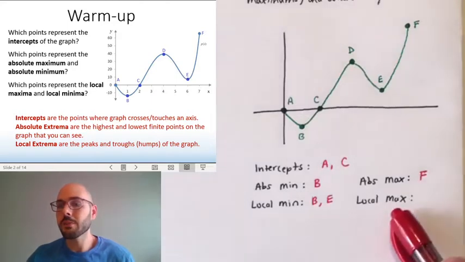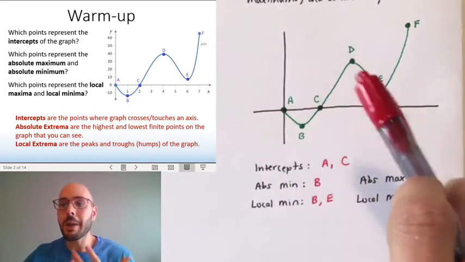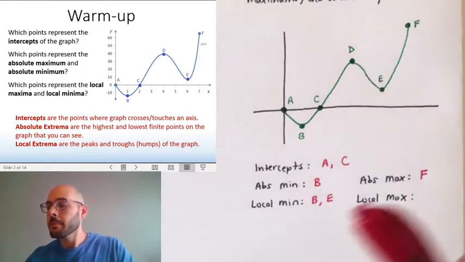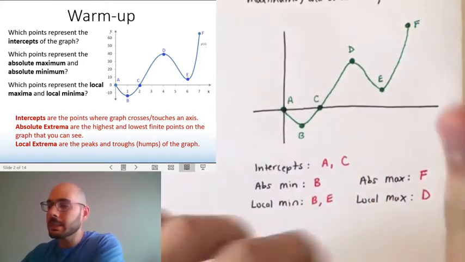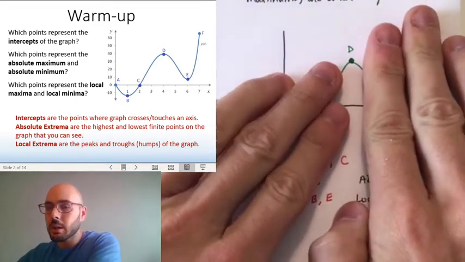We can do the same thing for maximum. A local max is going to be a peak, like a mountain peak. So it looks like D is a local maximum. It's a hump on the graph, the highest point in a small nearby area.